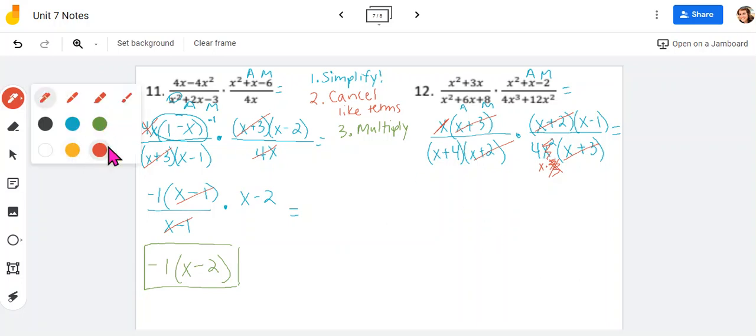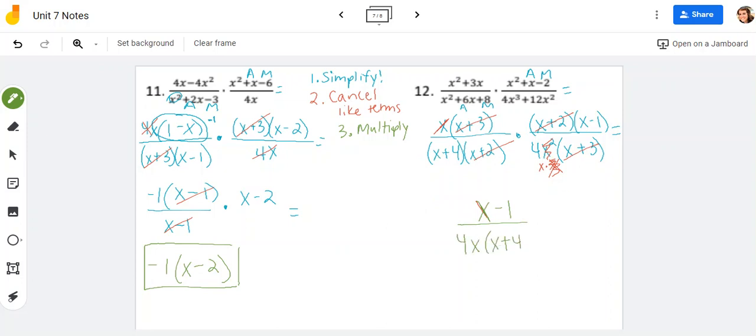So if I multiply those across, in the top I have x minus 1. And in the bottom, I have x plus 4 times 4x. And if I double check to see if anything cancels, it doesn't. So I realize this is my final answer.